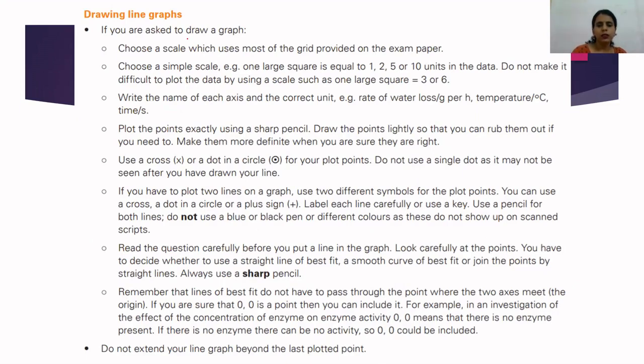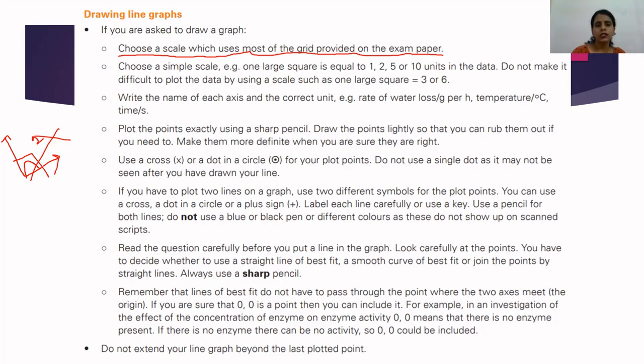So whenever in a question it is asked to draw a line graph, first you should choose a scale which uses most of the grid provided on the exam paper. For example, if you have been given such a big graph on the question paper, and you're using only this much space, what will happen? You will lose 1 mark. You will lose 1 mark for not choosing or using the appropriate scale. So you should choose a proper scale so that at least half or more than half of the grid on the graph is utilized.